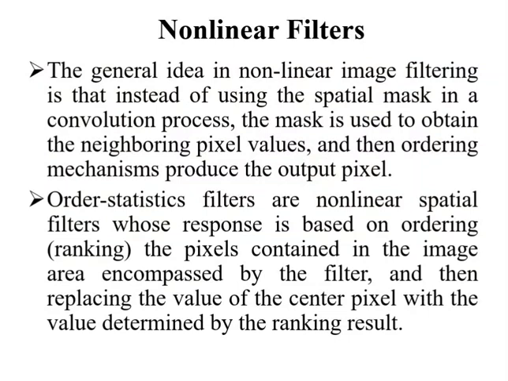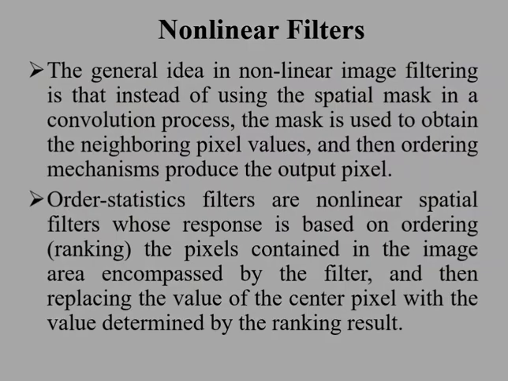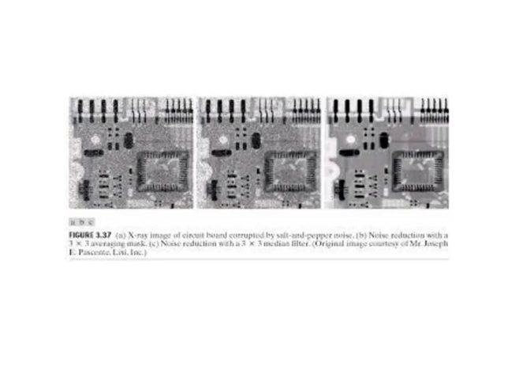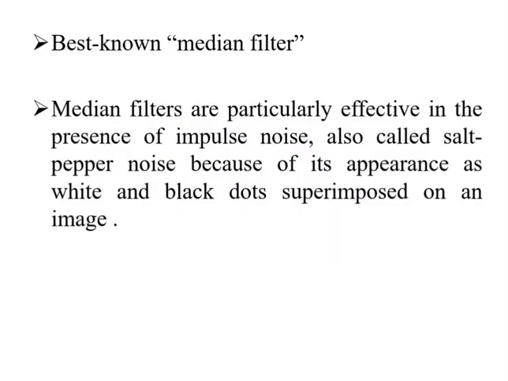When several values in the neighborhood are the same, all equal values are grouped. For example, suppose that a 3 by 3 neighborhood has values 10, 20, 20, 20, 15, 20, 20, 25, 100. These values are sorted as 10, 15, 20, 20, 20, 20, 20, 25, 100, which results in a median of 20. Thus, the principal function of a median filter is to force points with distinct intensity levels to be more like their neighbors.